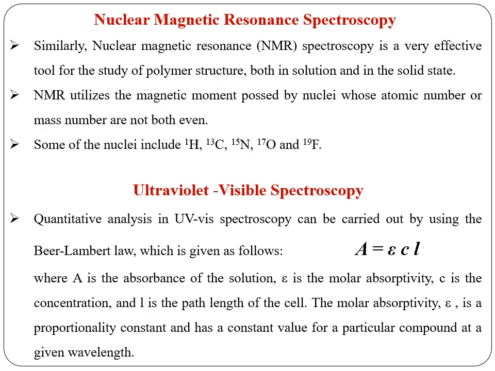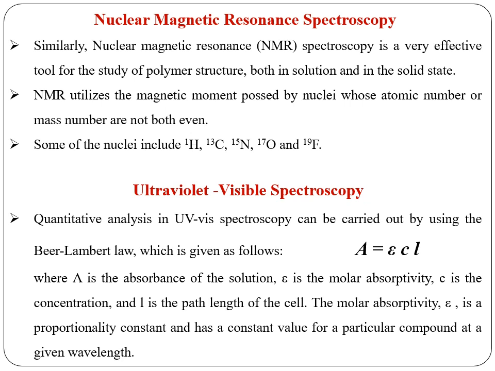Similarly, nuclear magnetic resonance spectroscopy is a very effective tool for the study of polymer structure both in solution and in the solid state. NMR utilizes the magnetic moment possessed by nuclei whose atomic number or mass number are not both even. Some of the nuclei include H-1, C-13, N-15, O-17, and F-19.